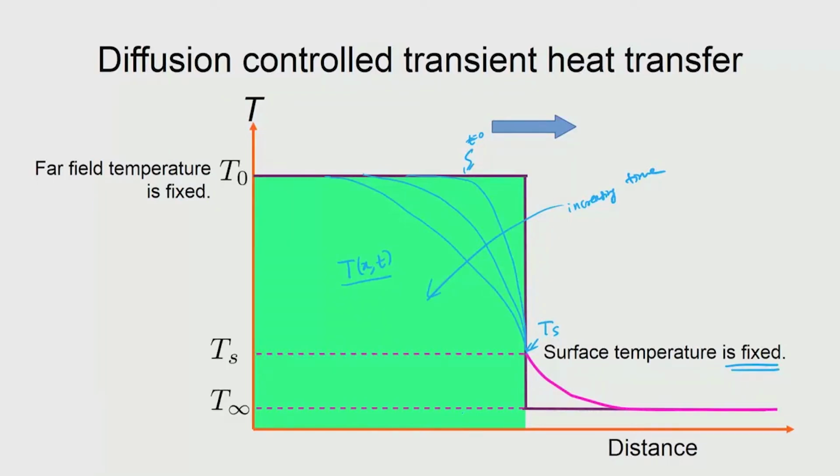So, we want to say that we are looking at a regime where the interior temperature has not dropped below T0 yet. That is also fixed, and the surface temperature has become stabilized at the Ts value, and the temperature variation is happening between these two values that are pegged. These curves that we have drawn are what we are interested in as a function of x and t.